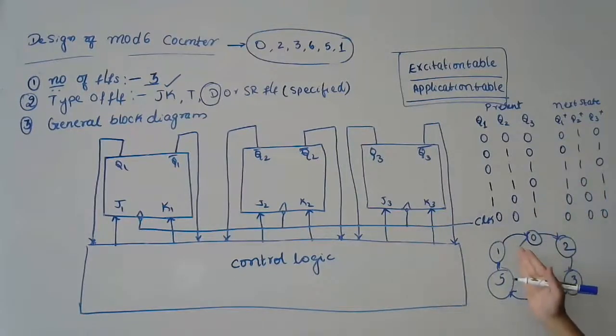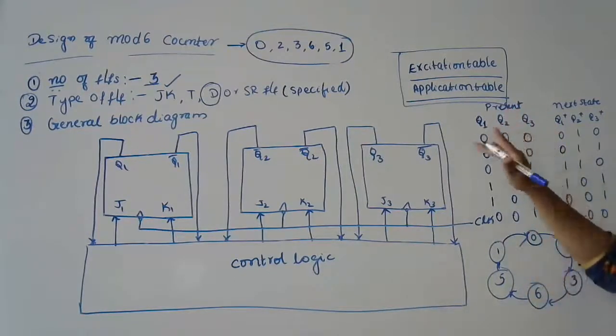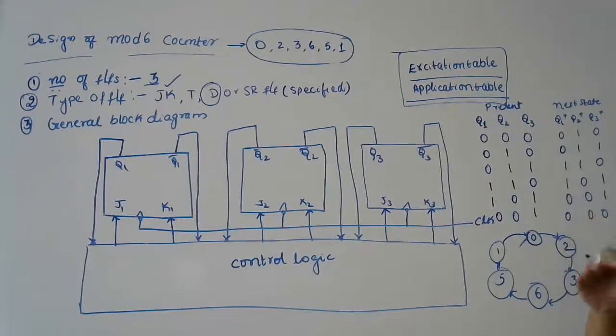In this example specifically, what is the input I am supposed to give to my J and K in order to jump from the state 0 to the next state 2? What is the input I am supposed to give to my J and K to jump from 2 to 3? What's the input I am supposed to give to my J and K to jump from 3 to 6? Jumping is called excitation here. Excitation from 0 to 2.